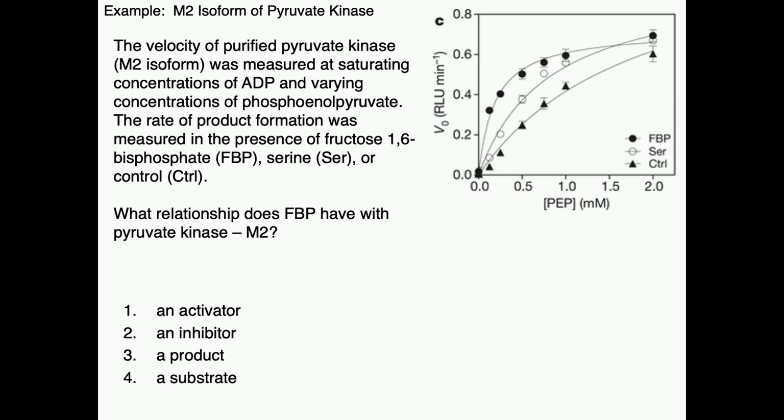So let's look at some data here. This is looking at the M2 isoform of pyruvate kinase. We had constant amounts of ADP and varying amounts of phosphoenolpyruvate, and we were looking at this in control conditions and then in the presence of serine and fructose bisphosphate, fructose 1,6-bisphosphate, excuse me. So the question is, what does the relationship of fructose 1,6-bisphosphate have with pyruvate kinase M2?